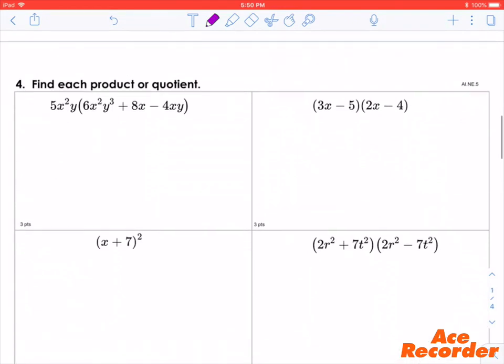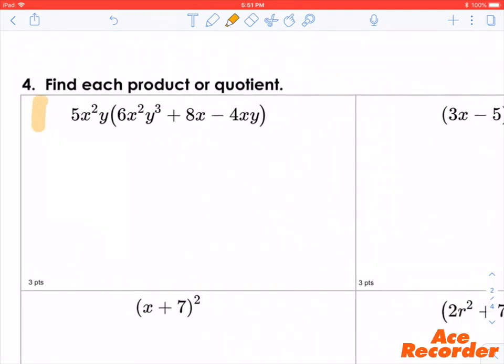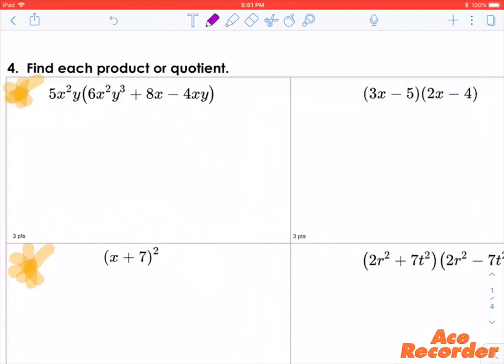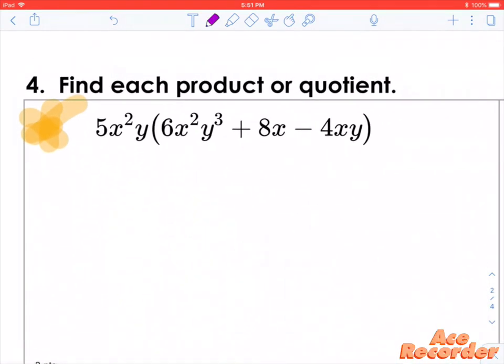Product and quotient. So again, I'm going to let you do some of these, but let's go ahead and take a look at the left side here. So for the first one, we've got 5x squared y being multiplied to all three of these. So the first one, 5 times 6 is 30. And then remember, add the exponent. So 2 plus 2 is 4 for x.